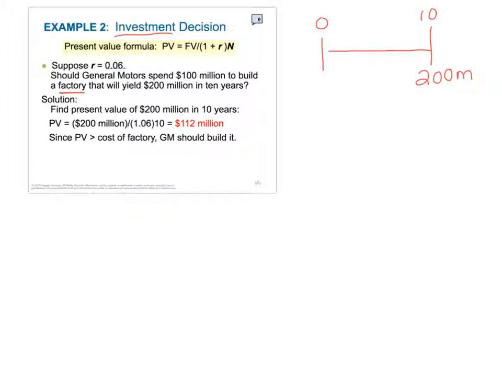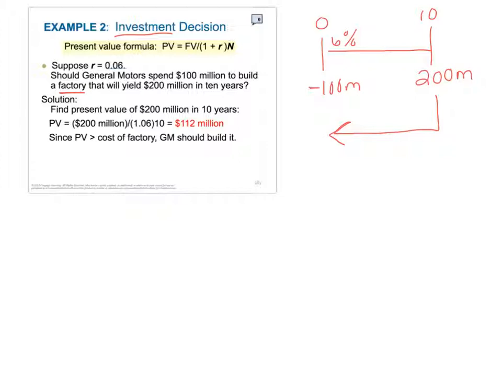We're looking at 6% as an interest rate. Okay. And we're going to spend $100 million. Now remember what I said a few minutes ago. We want to bring $200 million back to today. That's the best way to do this because today is known.